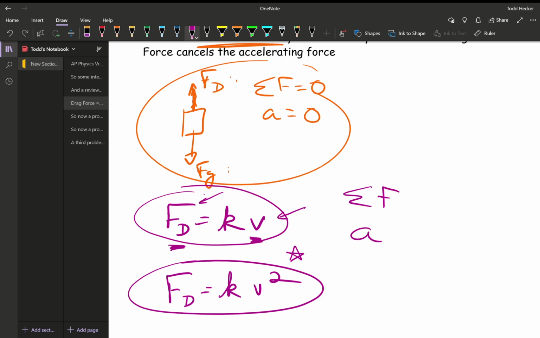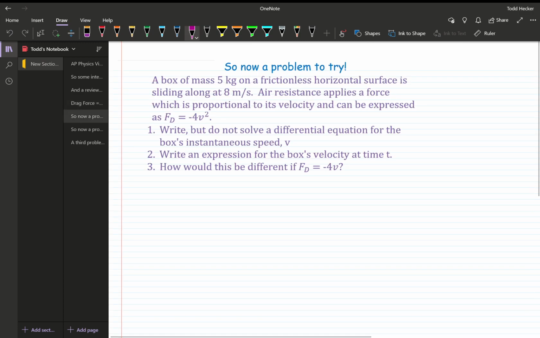Okay. So let's dive in and do a problem. All right. So here's our first problem. So we've got here a box with a mass of 5 kilograms. It's on a frictionless horizontal surface and it's sliding along at 8 meters a second. Air resistance applies a force which is proportional to its velocity, and it can be expressed as FD, drag force, equals negative 4v squared. All right, and these are how the problems are always worded on the AP test.